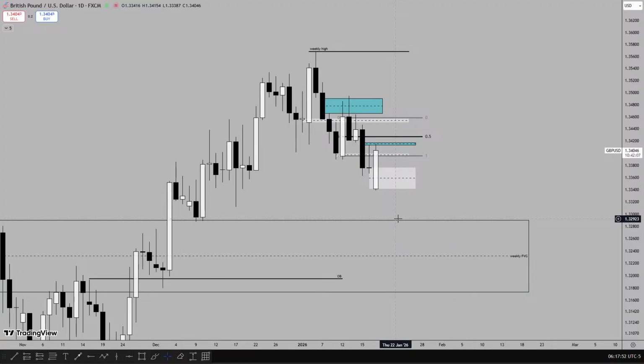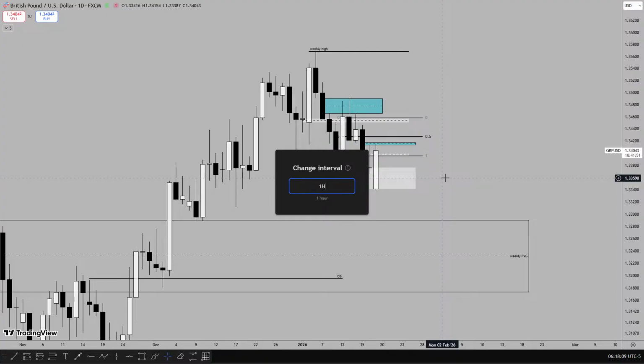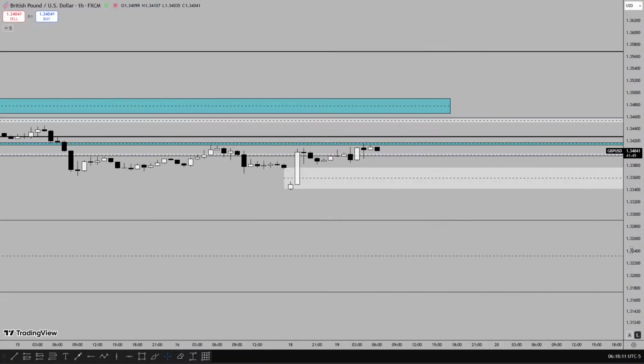Now, compared with the dollar on the daily perspective, the dollar is aligned with Euro USD and the dollar is aligned with GBP USD in price trading lower.